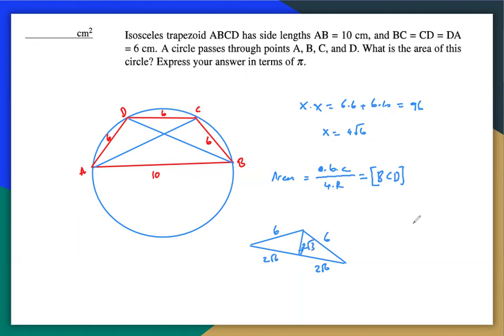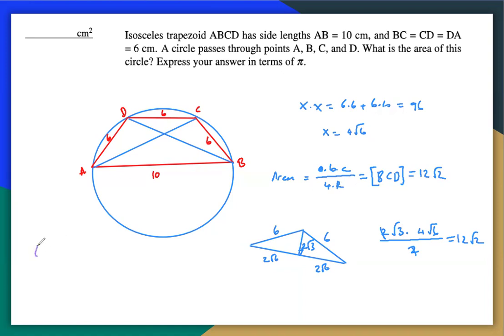So the area of BCD will be 2 root 3 times the base, 4 root 6, divided by 2. You have root 3 and another root 3, which is just 3. So 3 times 4 is 12, and that will be 12 root 2. So the area of the triangle is 12 root 2. Now we want to find the radius, so we can plug things into our formula for the circumscribed circle.